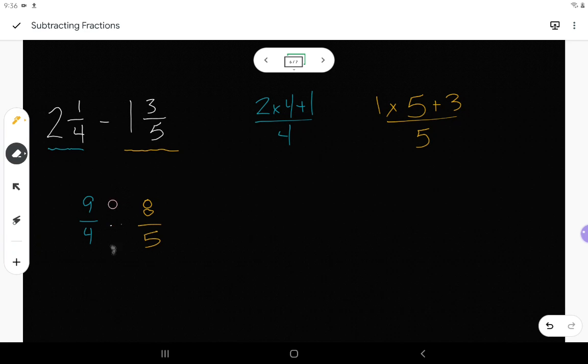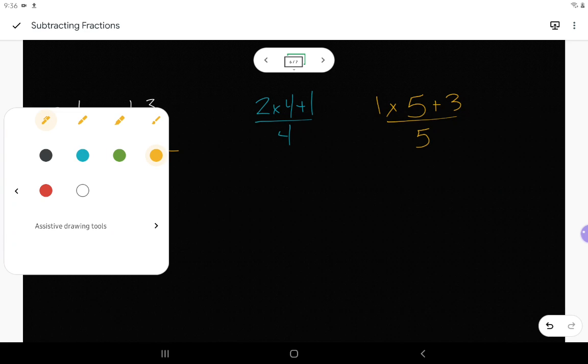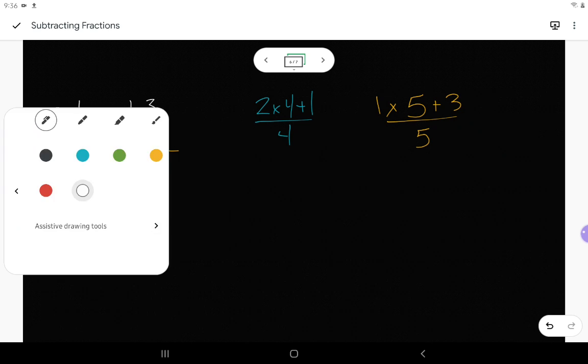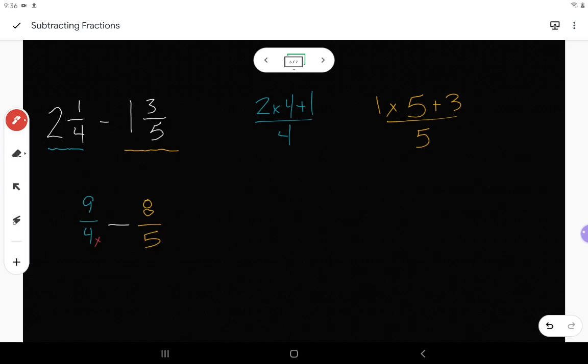And silly me, we're not adding, we're subtracting. All right, let's subtract instead, so that I didn't actually change the question on you. All right, so a common denominator for 5 and 4 is 20. So I need to multiply the fraction on the left, top and bottom, by 5, and that's going to give me 45 over 20. And then the fraction on the right, I need to multiply top and bottom by 4, and that's going to give me 32 over 20.